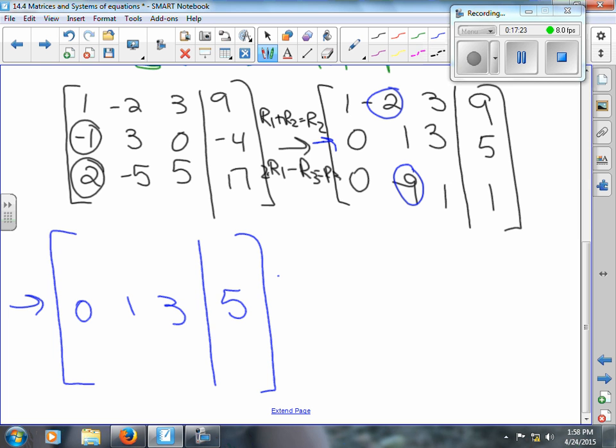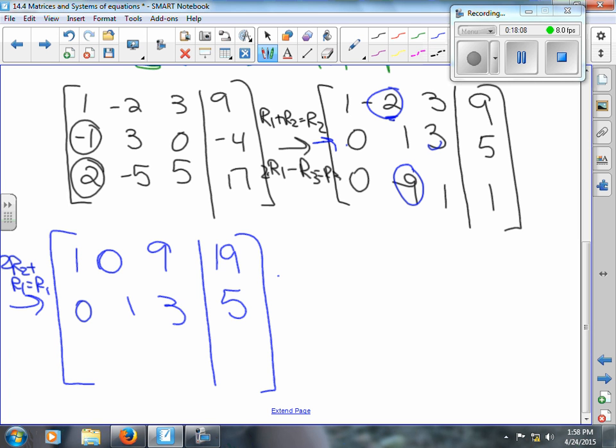Okay, so it looks like to get a 0 in the first row here, I'm going to take 2 times row 2 and add row 1, and that's my new row 1. And so this is one thing that's different in the Gauss-Jordan elimination. We want to get zeros above and below the leading ones. So 2 times row 2 plus row 1 is row 1, and it happens everywhere. So 2 times 0 plus 1 is 1. 2 times 1 plus -2 is 0. 2 times 3 plus 3 is 9. And 2 times 5 plus 9 is 19.